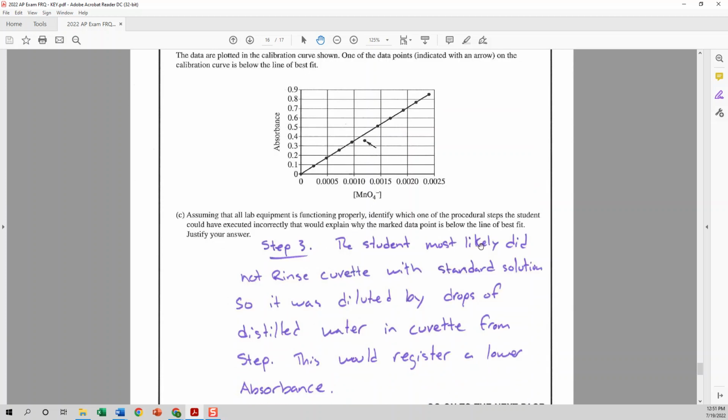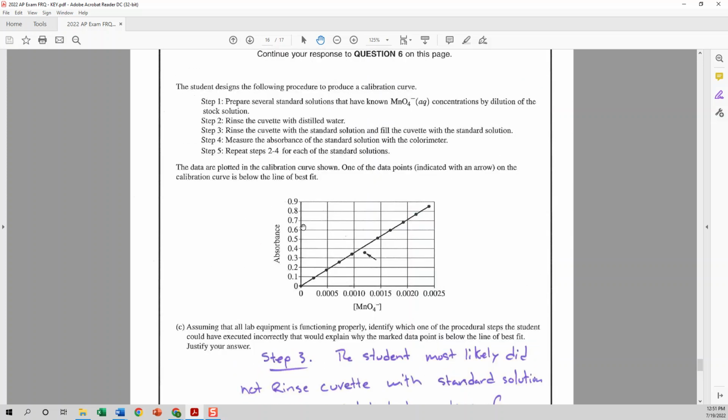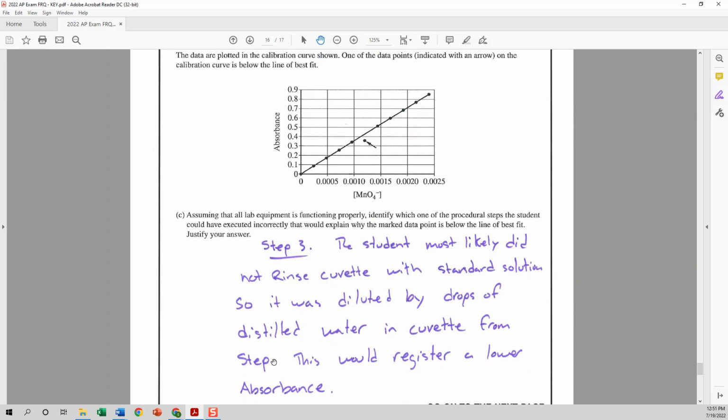So most likely the student did not rinse the cuvette with the standard solution, so it was diluted by a few drops of distilled water in the cuvette from step 2. So this distilled water from step 2 diluted the solution because they forgot to do an initial rinse with the standard solution. And that would dilute the solution a little bit, under 0.12 or 0.0012, whatever that is there. And since it's slightly under, it didn't absorb as much as it should have because it wasn't this high of a concentration. It was probably more like this. So just those couple drops diluted it enough to bring the mark down a little bit.